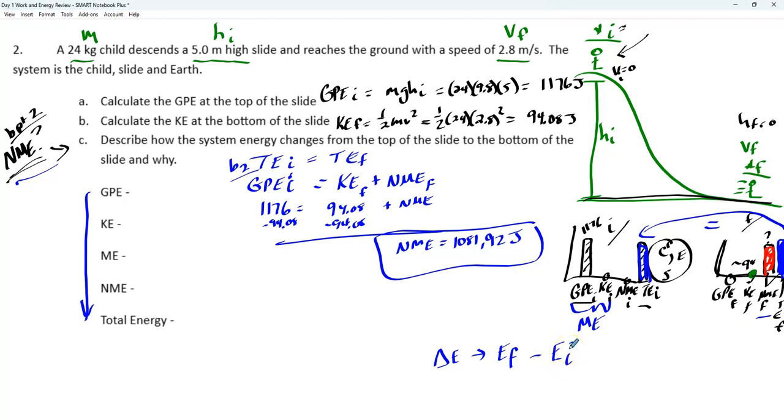So like, did it get bigger? Did it get smaller? Just kind of conceptually looking at it and then giving a reason why. Like why did the energy increase, decrease, or stay the same?